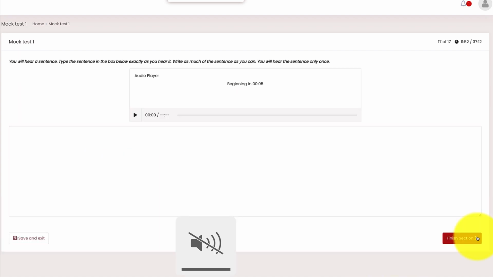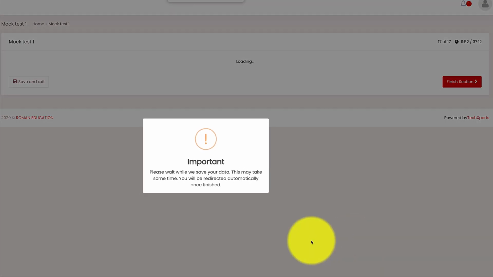And that's the end of the entire test. So what are the different sections? We have speaking, we have writing, we have reading, and we have listening. How many questions do we have in each section? Speaking, we have 5 different types of questions. Writing, we have 2 different types of questions. Reading, we have 5 different types of questions. And listening, we have 8 different types of questions. How many questions do we have in total? We have 20 questions in total.